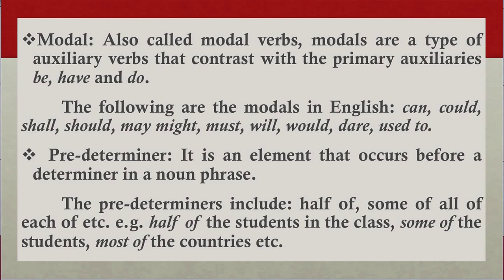Predeterminer. It is an element that occurs before a determiner in a noun phrase. The predeterminers include half of, some of, all of, each of, etc. For example, half of the students in the class, some of the students, most of the countries, etc.